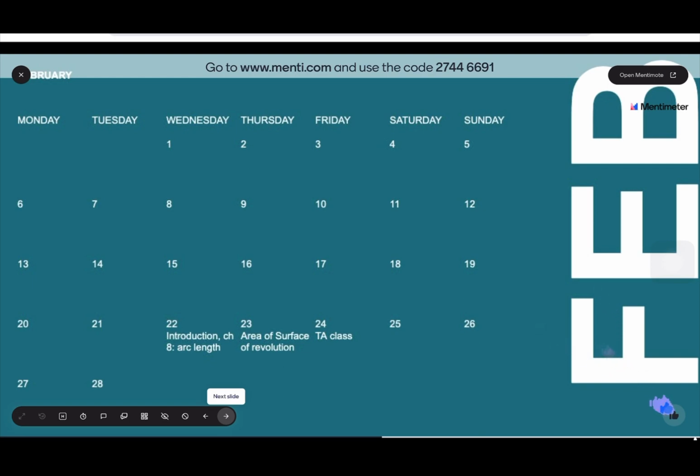Okay, so this is our calendar. We are going to have an introduction, and a little bit of introduction of chapter 8. This is actually from my regular classes before. The arc length is in calculus 1, but we were not able to finish it on time. So I'm going to finish chapter 8 within this week, arc length and surface of revolution. And then TA class every Friday, 3:20, right? Yeah, so that's February.